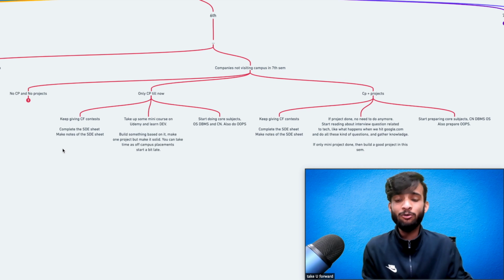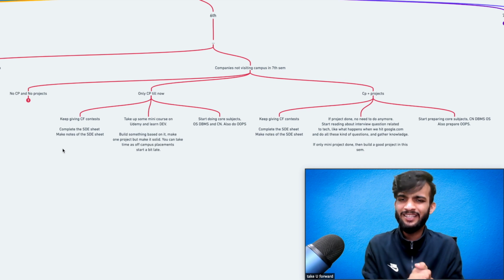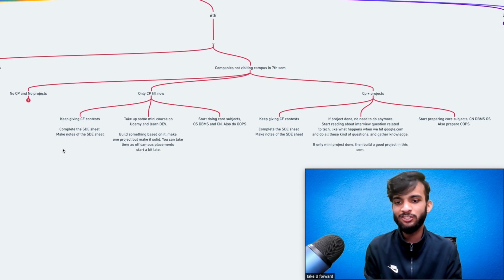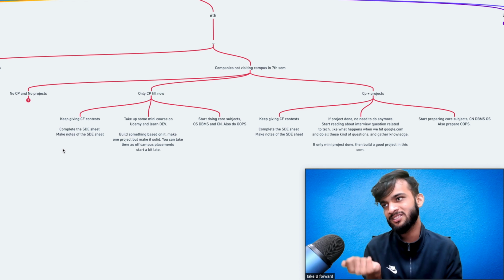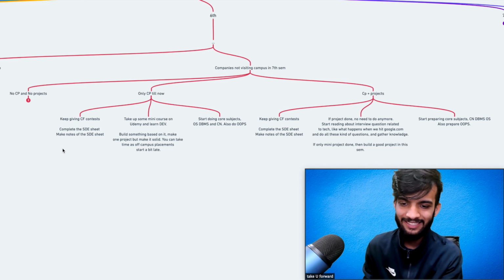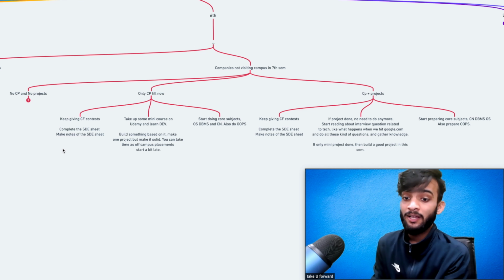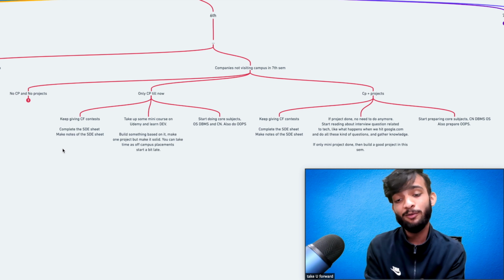Only CP till now. Keep doing CF contests, because that really helps you in keeping up with your speed of problem solving. And yes, complete the SD sheet. Again, if you have not done any projects, take up any mini course on Udemy. Again, the same stuff. Add features or make some modifications. That's going to help you out. Please make sure you do core subjects and object-oriented programming.